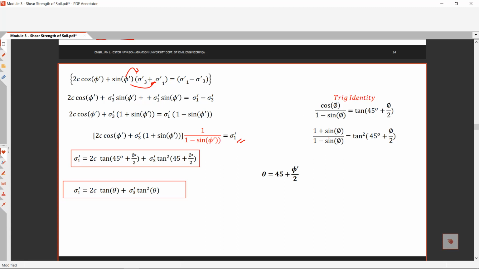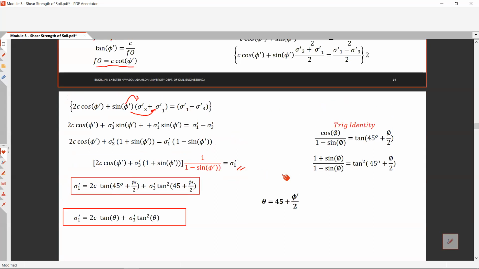Then by trigonometric identity, if you check this trigonometric identity, tangent of 45 degrees plus phi over 2 is cosine phi over 1 minus sine phi. And for tangent squared of 45 plus phi over 2, you have 1 plus sine phi over 1 minus sine phi. So this is a trigonometric identity. Using this, we can say that our value of cosine phi prime over 1 minus sine phi prime is this one. And the value of 1 plus sine phi prime over 1 minus sine phi prime is this one, tangent squared of 45 plus phi over 2.